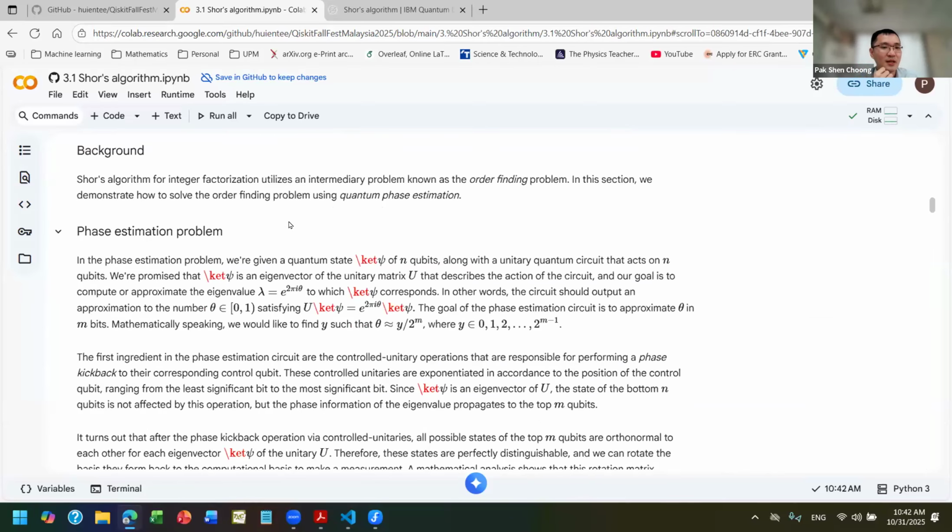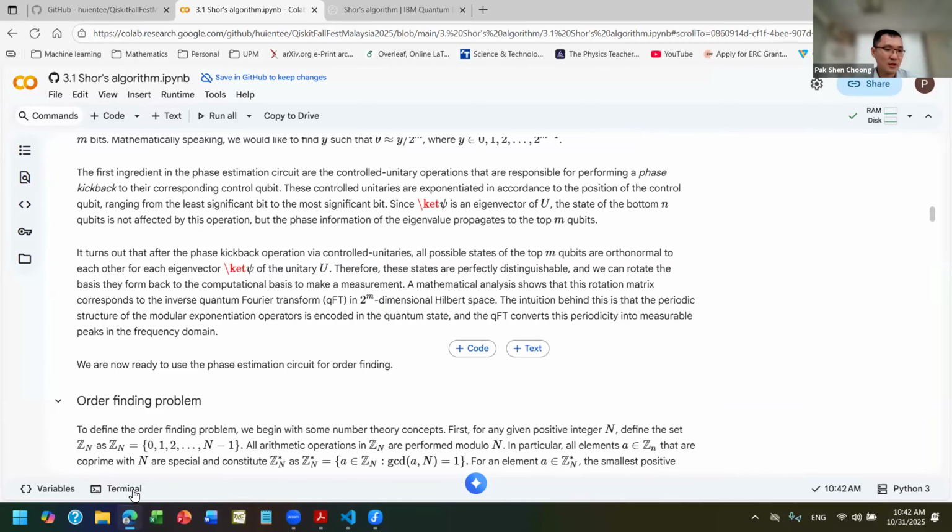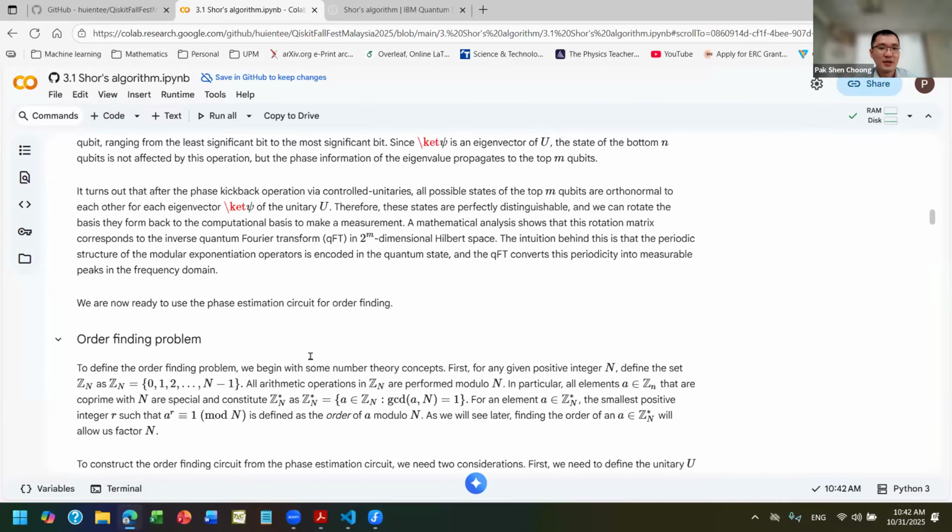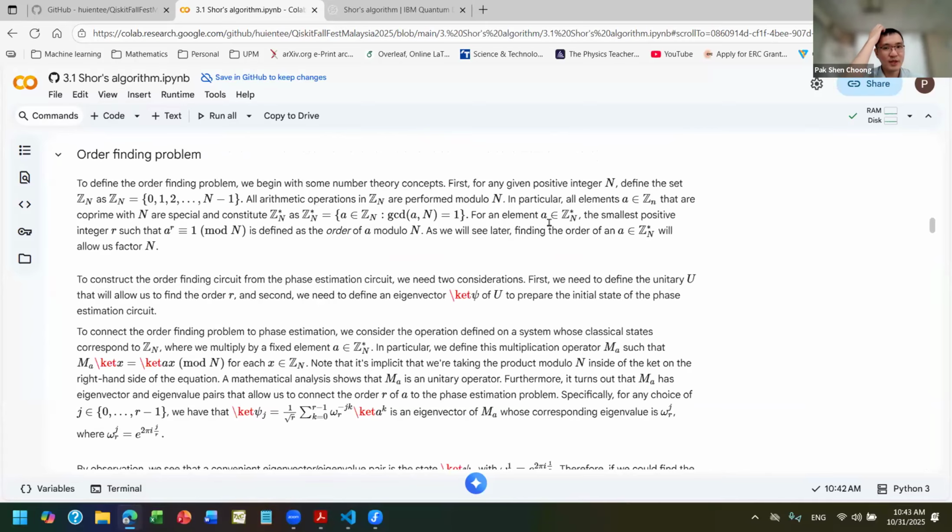So for the Qiskit module, basically they try to factor 15. Okay, let's go through this one by one. So remember that just now, the first step is to identify a number that is co-prime with 15.